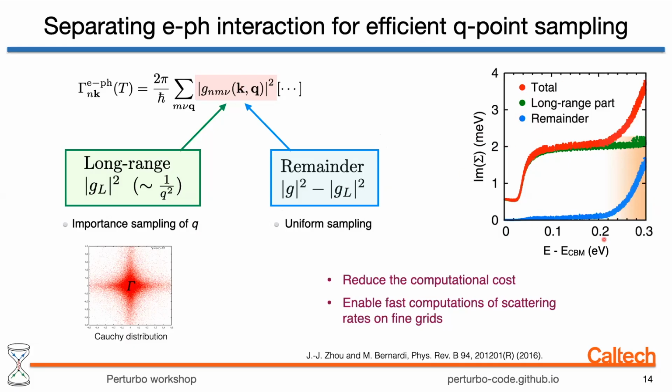And as you can see in this diagram right here for gallium arsenide, both the long range and the short range part are actually very important in order to model your relaxation time in gallium arsenide.